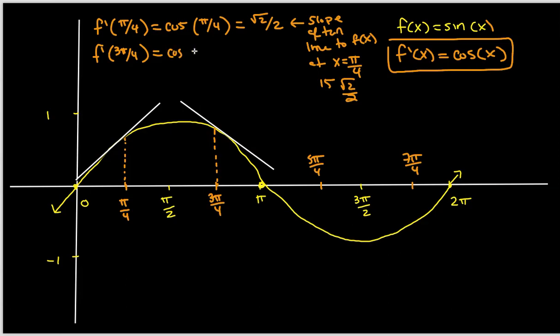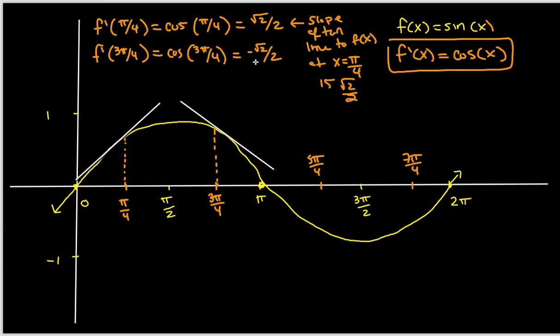So cosine of 3 pi over 4 is what? It's negative square root of 2 over 2. And if you don't know this, you need to know this because there's a lot of this on the SAT, and it's basic unit circle stuff. So if you need to go back and review your unit circle, please do. This should be common knowledge if you're in calculus.